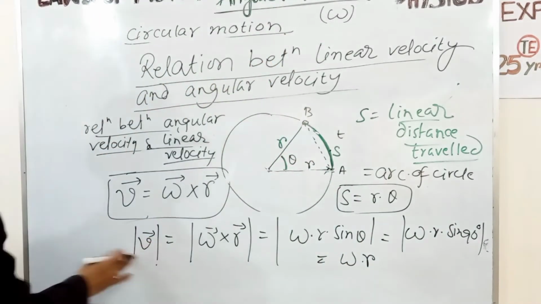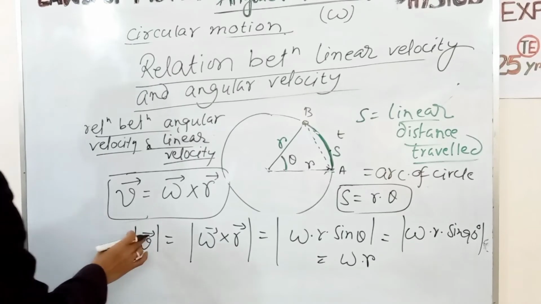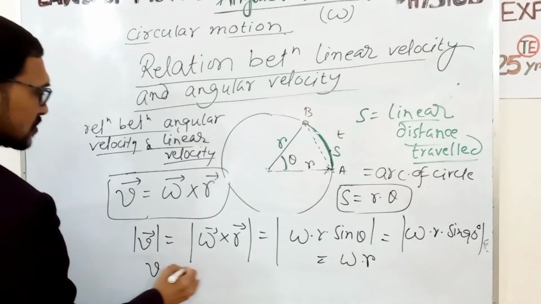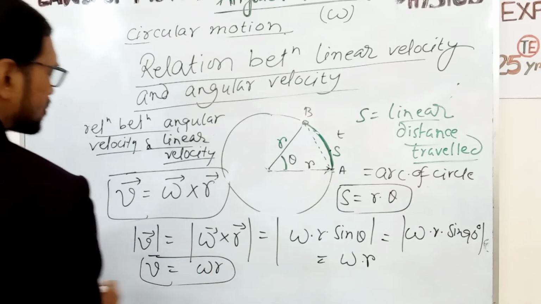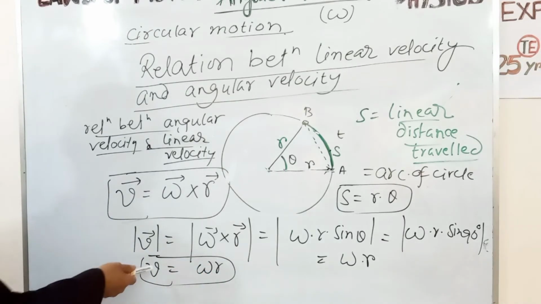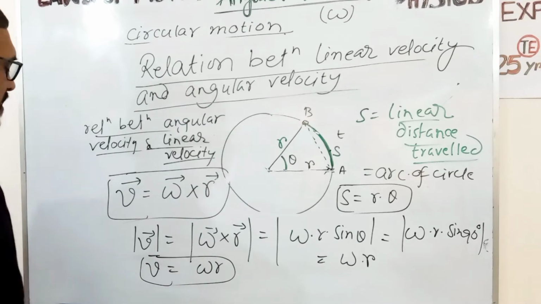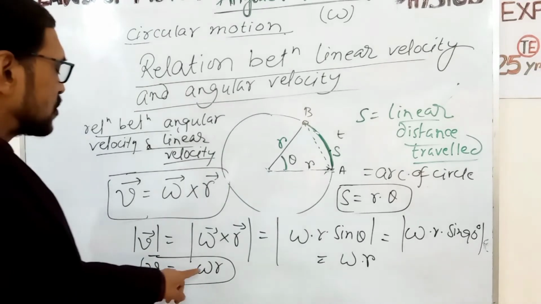So v, the magnitude of v, is called linear speed. We can write v equal to omega r, that is, for circular motion v equal to omega r. This is linear speed, not velocity. Linear velocity v equal to linear speed equal to omega into r.